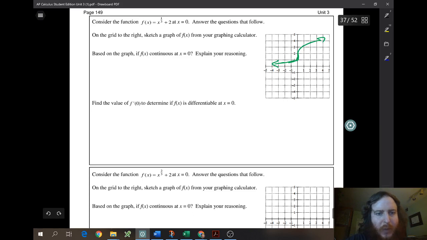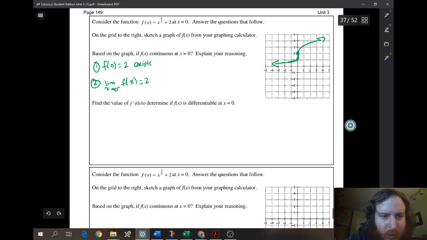So based on the graph, is this one continuous at x equals 0? At x equals 0, that's kind of right here at that 2, it is continuous. So we have to prove it with the 3 rules. f of 0 equals 2, that exists. Our second rule, we need to do the limit. And in order to prove the limit exists, we need to show that the left limit is equal to 2, and the right limit is equal to 2.